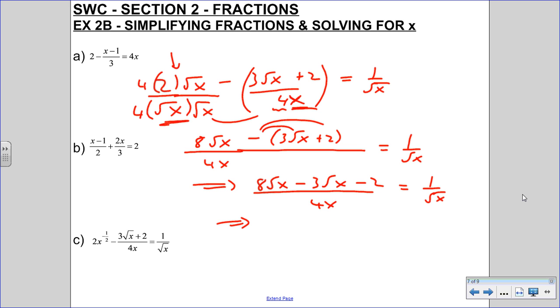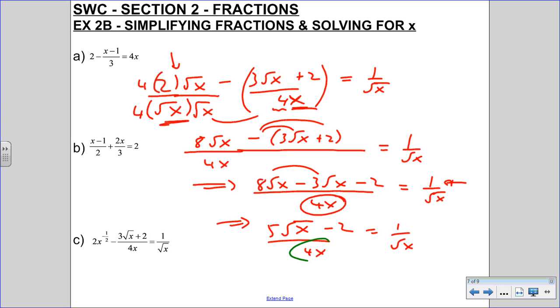So if we times everything by 4x, if I do that to the left, by the way, 8 root x take away 3 root x is 5 root x, take 2. Okay, let's do this again. I've got 4x on the bottom. I want to get rid of it on the left. If I times the left by 4x, that will disappear. But if I do it to the left, I have to do it to the right. So I've got 4x divided by root x.